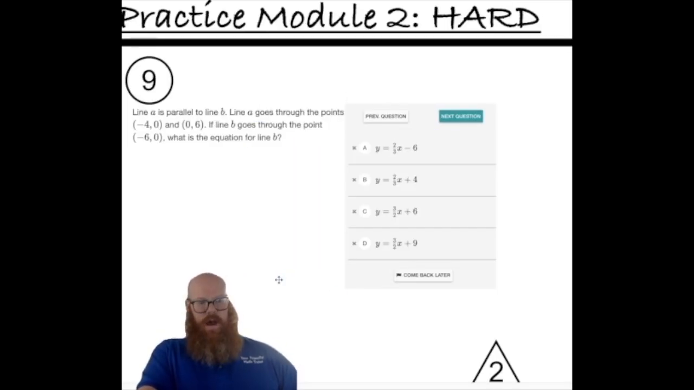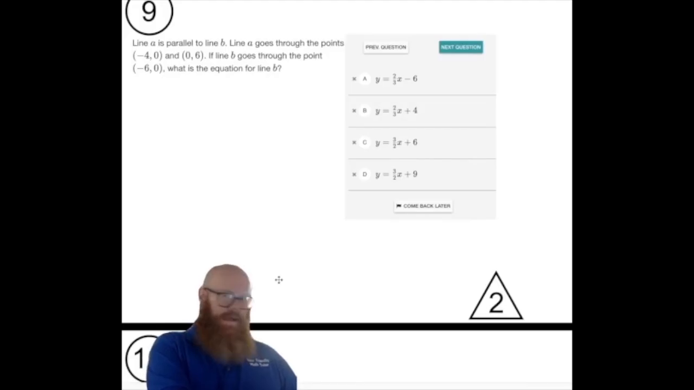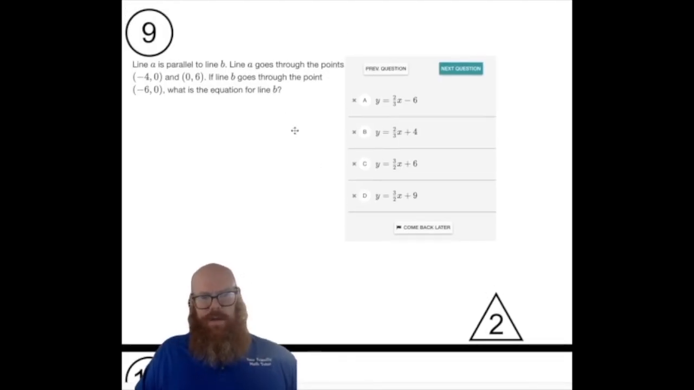Okay. Number 9. So here we are with line A and B are parallel to each other. A goes through these points, B goes through this point. What's the equation for line B? So if they're parallel, they have the same slope. So I'm just going to find the slope of these 2 points.